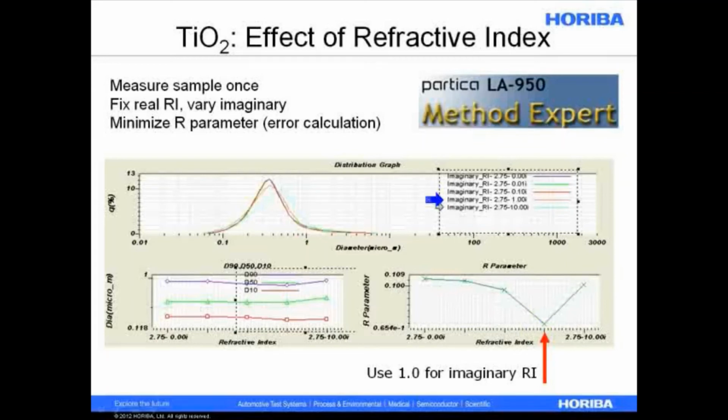For this sample, and henceforward, we will use the refractive index of 2.75 for the real component and 1 for the imaginary. And this is all automated with the Method Expert software. And it really is an important decision that needs to be made, and it's a great way to automate that decision.